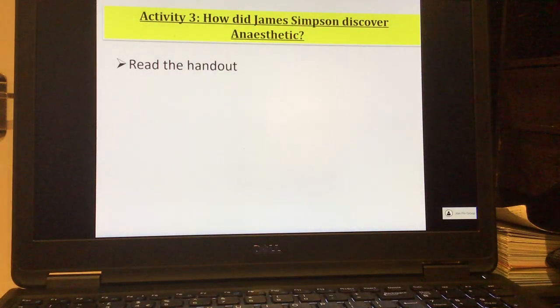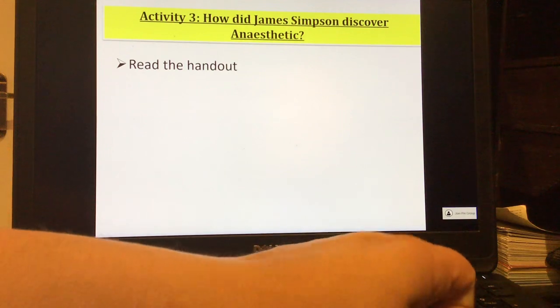What I've now done is I've put a handout on Show My Homework with more details around James Simpson, more details around his discovery of anaesthetics. So have a read of that. There are some questions that you can answer around that as well, about how he went about discovering it. And what I will do is I will just talk around the basics.